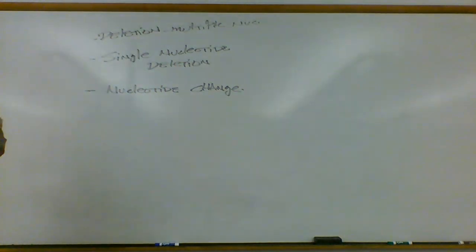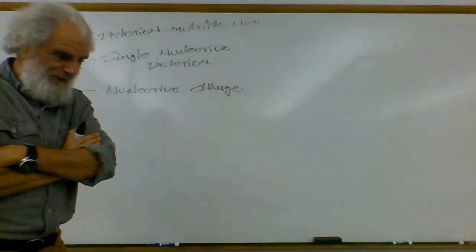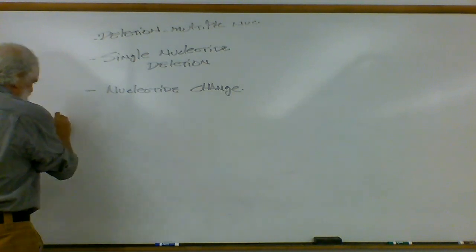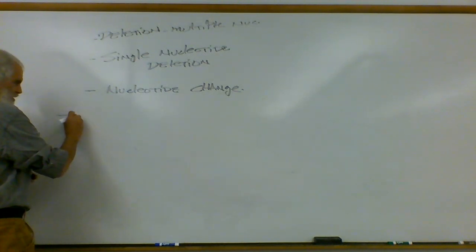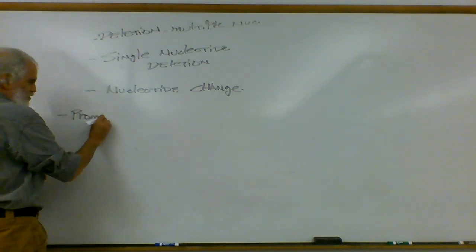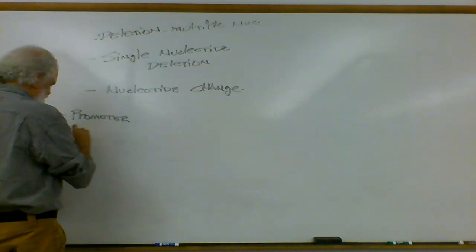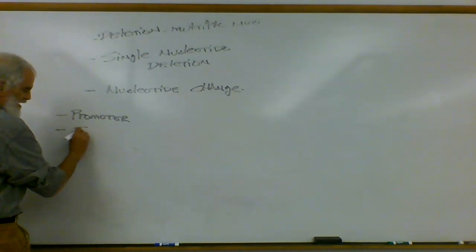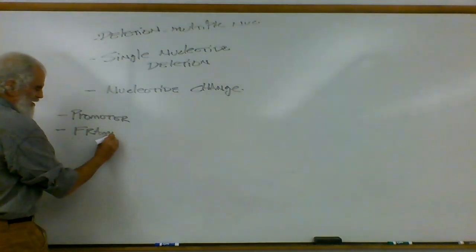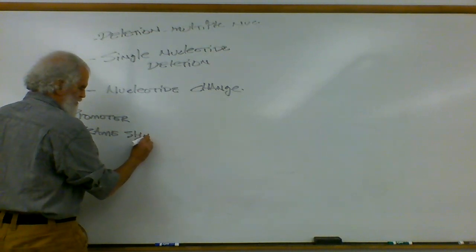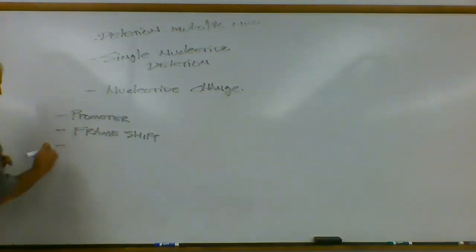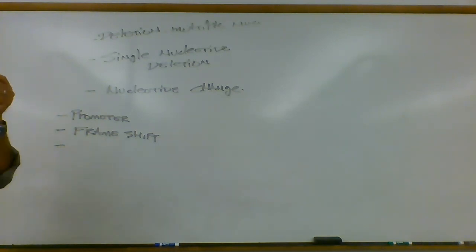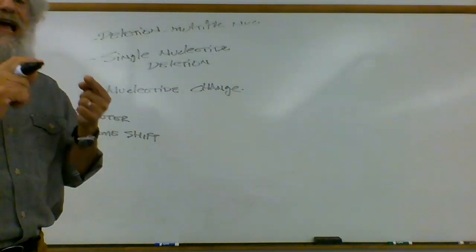So now within this kind of mutation type, we have a couple of things that can also be happening. We can have a mutation in the promoter region. We could have a mutation that results in a frame shift. We could have a mutation that occurs in an intron-exon splice junction.